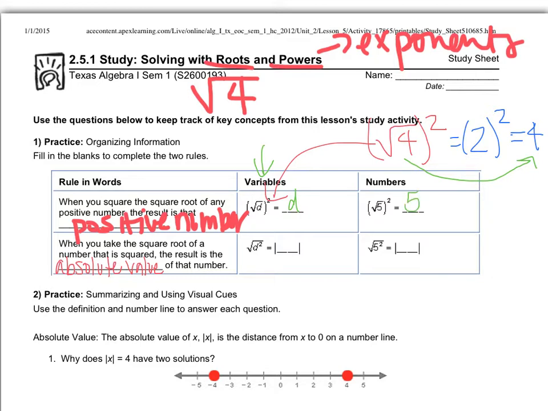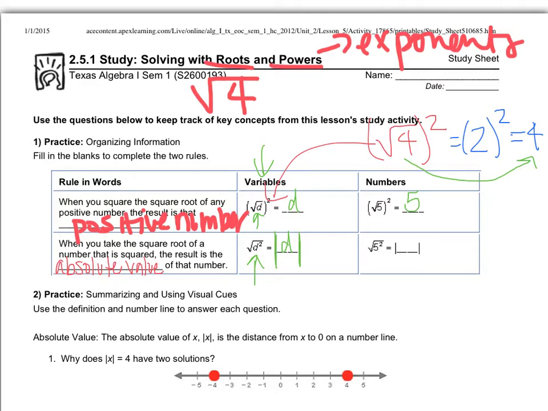Now notice that this is different than the next one, because this one says you take the square root, then you square it. This says you square it and then take the square root. I know it seems like it should be the same thing, but it's not. In this case, the answer is still d, but it's not just d anymore. It's what we call the absolute value of d.